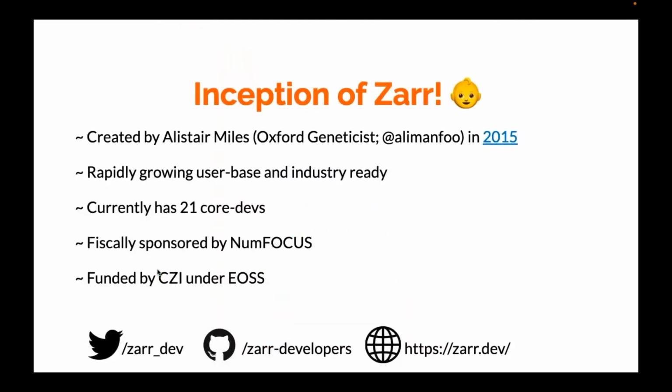So Zarr was basically created by Alistair. Alistair is an Oxford geneticist, and it was founded back in 2015. He was looking at data formats at the time to work with quite large data sets that could read and write across multiple threads and support parallelism. And there was nothing that basically solved this problem. So he went on and created Zarr.